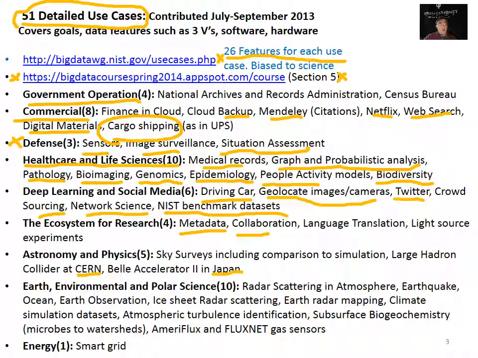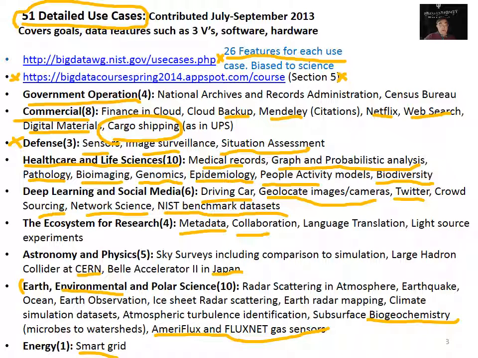In the whole broad area of studying the Earth, we have different parts of the Earth: polar, broad-based Earth science, including climate, and environmental science. Then we have various parts of it: radar scattering, earthquake, ocean, Earth observation, ice sheet radar scattering, Earth radar mapping, climate simulation, atmospheric turbulence identification, biogeochemistry, and that's sort of environmental science. And here are a whole bunch of sensors that are being analyzed.